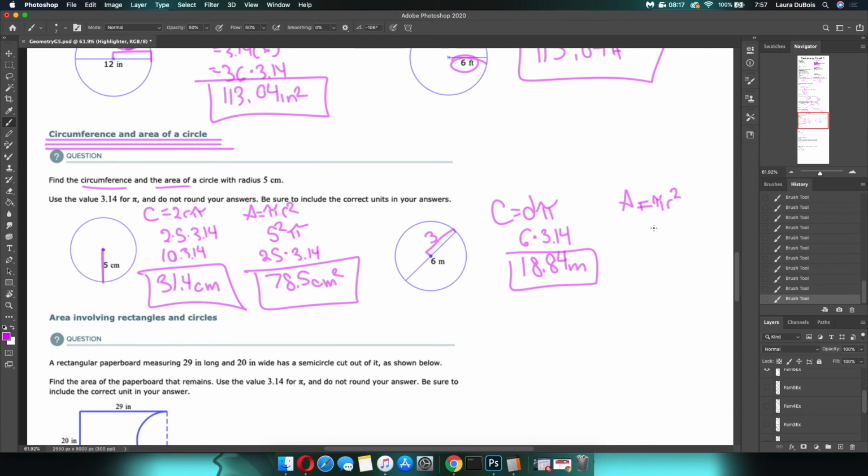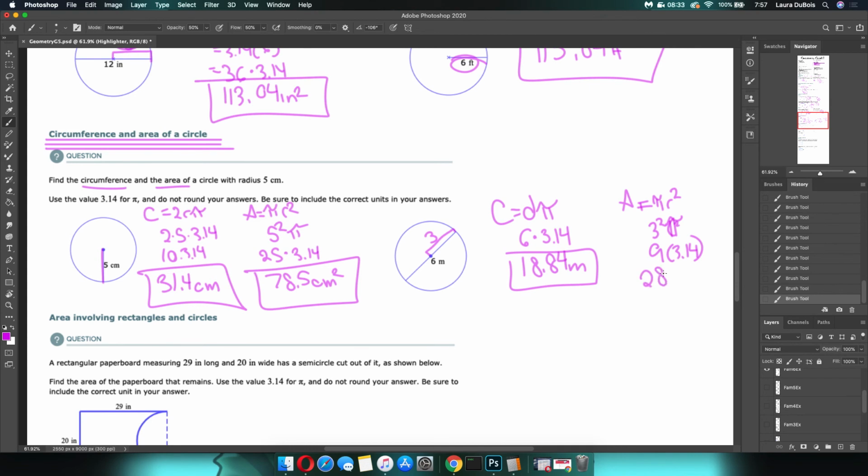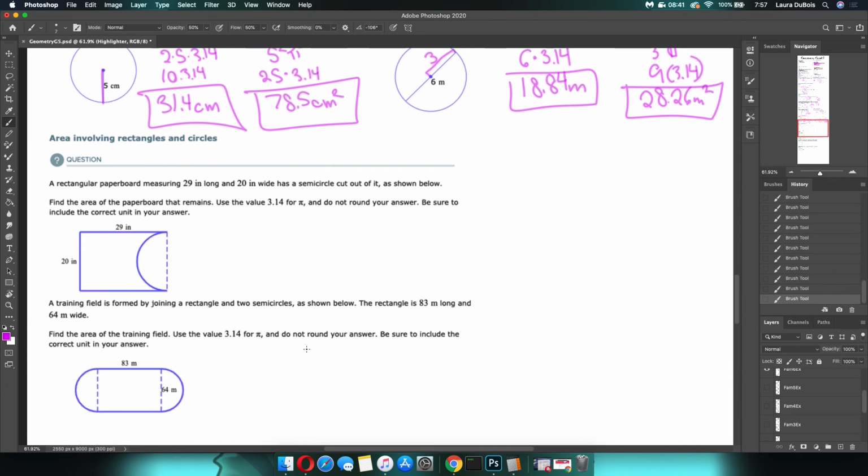So that is going to be 3 squared times pi. 9 times 3.14. That's going to be 27, maybe 28. So 9 times 3.14 is 28.26. 28.26 meters squared. Okay? And now we're going to do the same thing as an earlier topic, only now instead of finding perimeter, we're finding area.